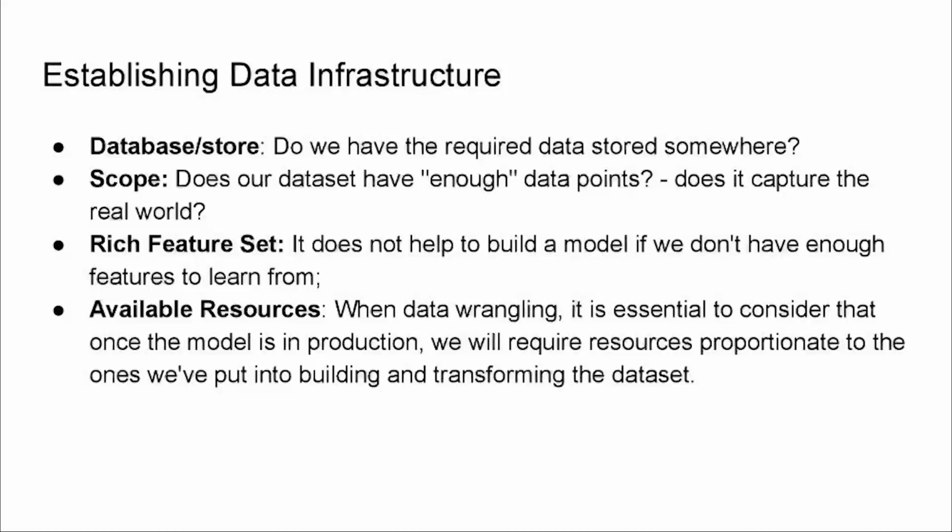And last, available resources. In some cases, we might store different features in two locations. Even if we could gather the data into a clean dataset and get good results, the data pool would be very costly when we put the model into production. We would need additional support and resources to deploy this model, which might not make the project worth it. If we run the model only once a month, this won't be as big of a deal. The model might require GPU support for more complicated models, such as computer vision or NLP. When data wrangling, it is essential to consider that once the model is in production, we will require resources proportionate to the ones we've put into building and transforming the dataset.